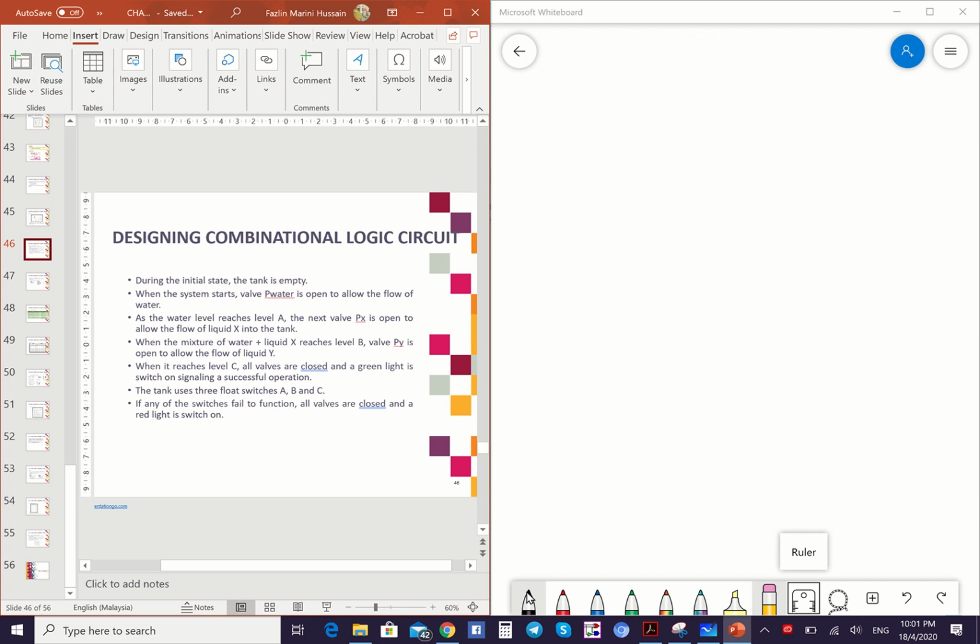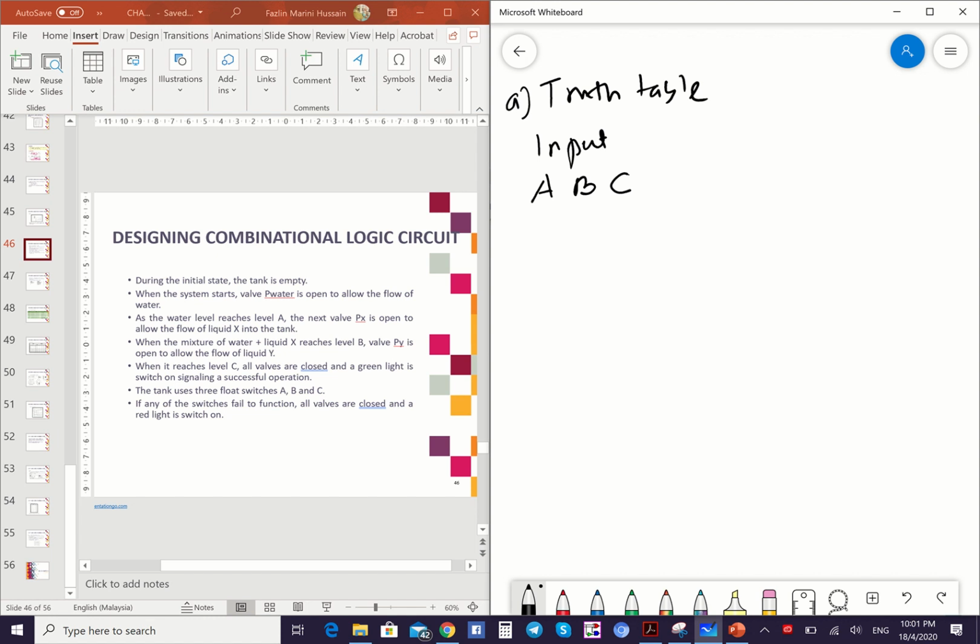Now we continue with the first step, which is the truth table. For your truth table input, you have A, B, and C. Because you have 3 inputs, you need to have 8 combinations of binary. So I list down all the combinations. This is for B, and then the last one is for C.